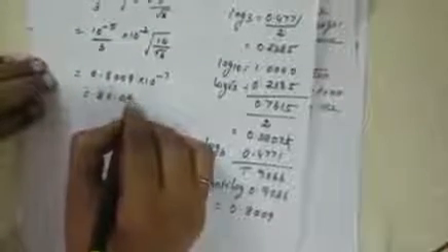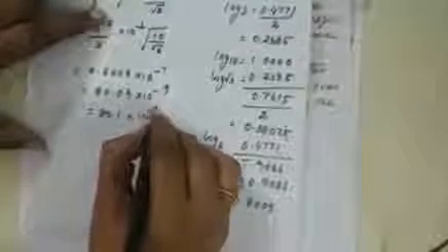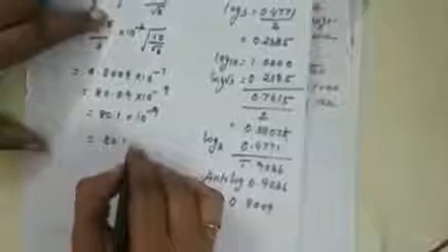I am changing into 2 decimal. So 80.09 into 10 power minus 9, which is equal to 80.1. I am considering 1 decimal. So 80.1 into 10 power minus 9, which is equal to 80.1 nano coulomb. That is the value of charge q.